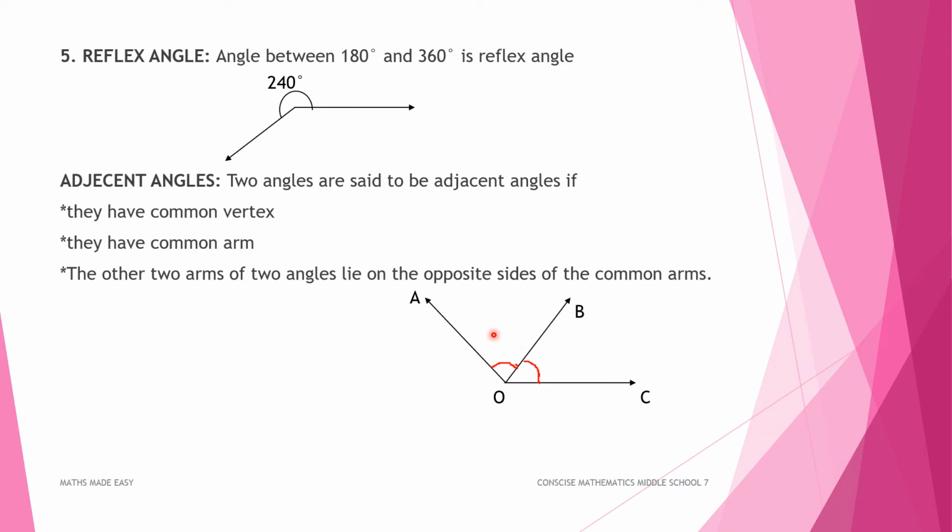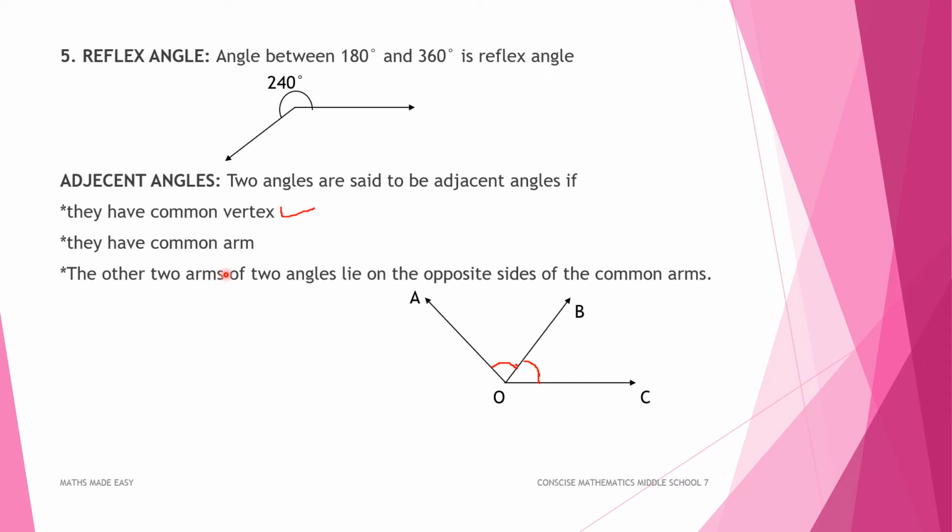Now these two angles are said to be adjacent angles if they have a common vertex. What is a vertex? Vertex is nothing but a common point. For this diagram, what is the common point? Where all three lines are joining, it's O. So O is the common vertex. Does this diagram have a common vertex? Yes, it has. So it satisfies this condition, right? This is how you should check whether an angle is adjacent or not.